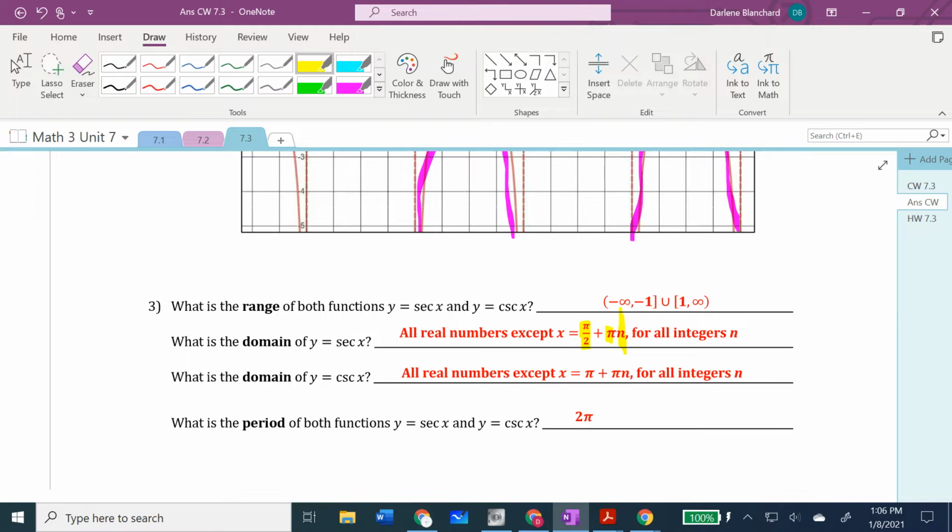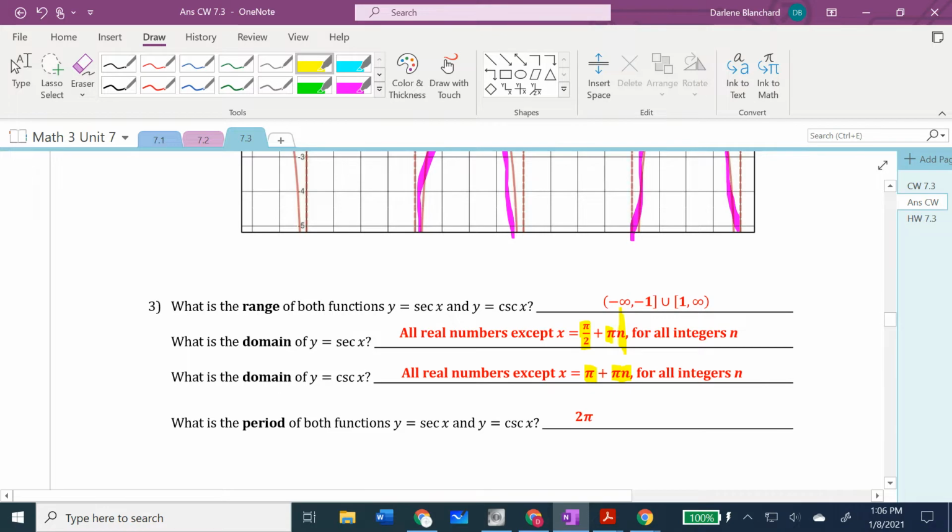Cosecant's domain is everything except where sine is equal to 0. And actually, I could have said just pi times n. But I was trying to emphasize that you can look at one of the numbers where you know cosecant has a vertical asymptote and add pi n to that, just to make it a little bit more clear.